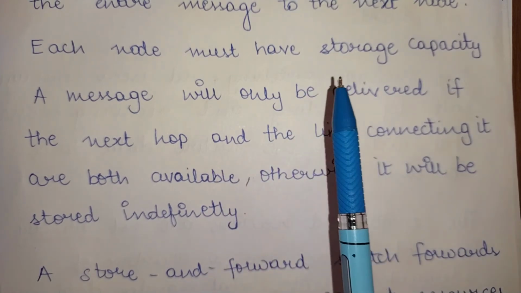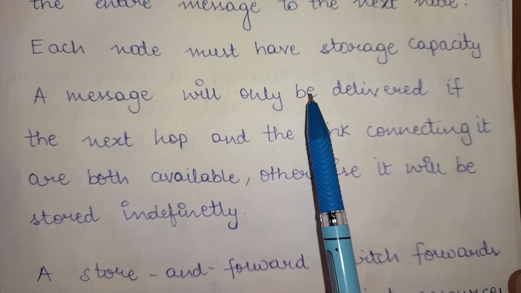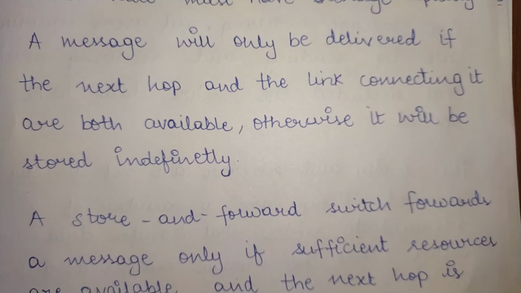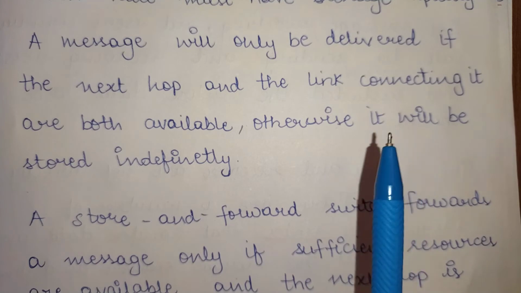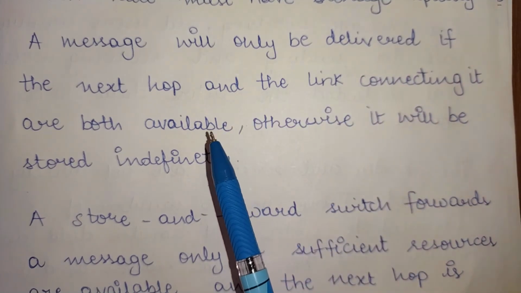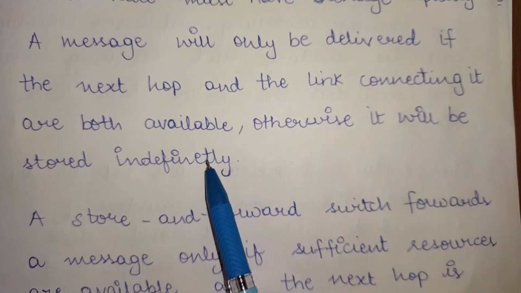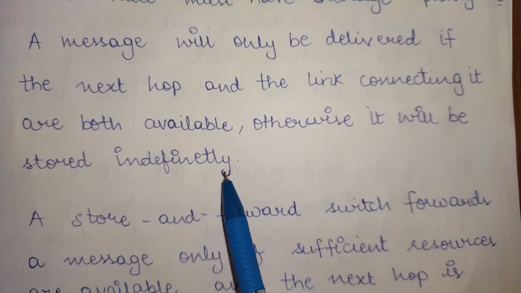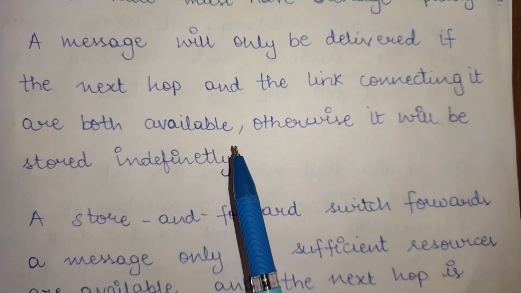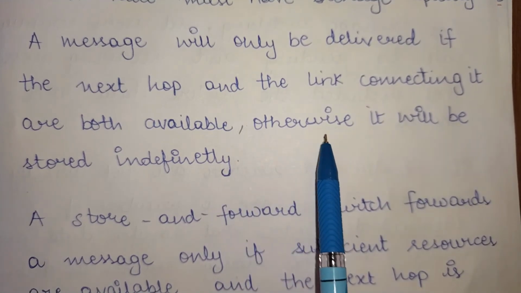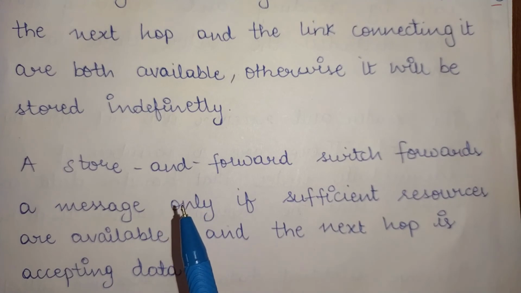That each node must have storage capacity, right? It should have the capacity to store the packet that it has received until it forwards it to the outgoing line. So a message will only be delivered if the next hop and the link connecting it are both available. That means the channel is available. Only then it will be forwarded from the node which has received it to the other intermediate node. Otherwise it will be stored indefinitely.